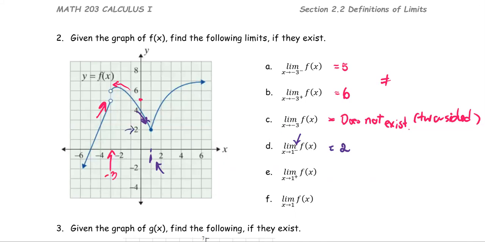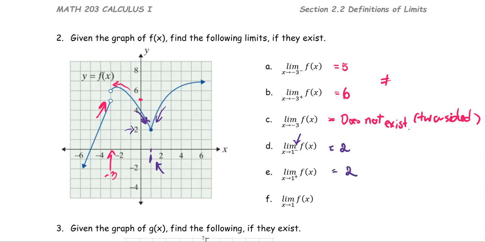For part E, limit of the function f of x as x approaches 1 from the right. This time we're going to look at the graph as it comes toward the value 1 from the right side. The function is also approaching the value 2.